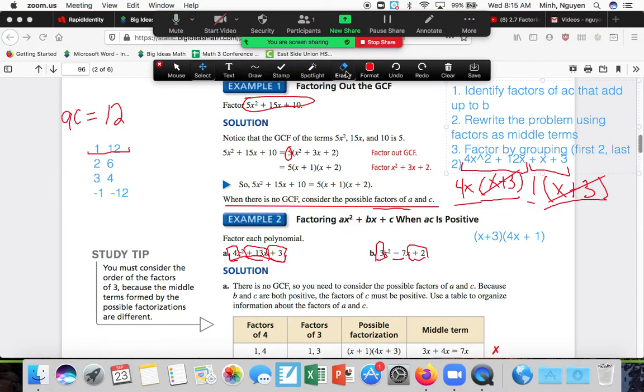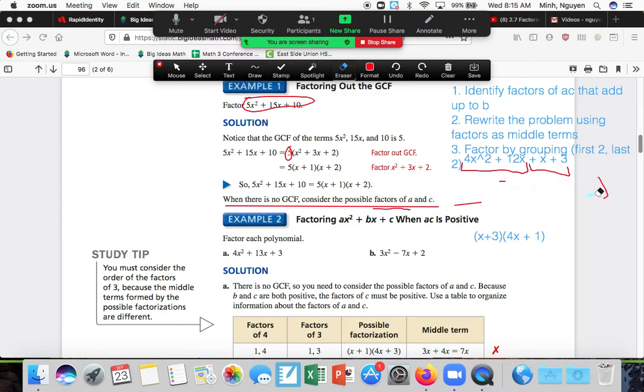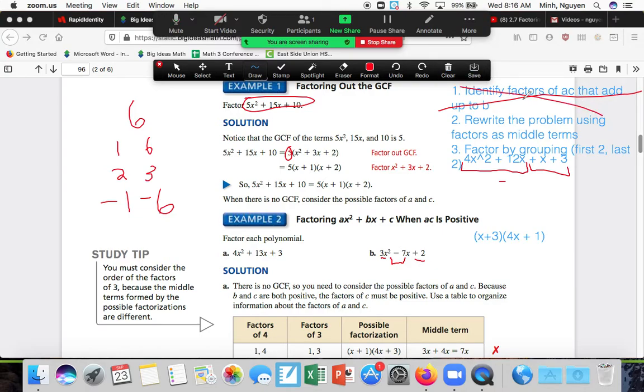So I'll walk you through another problem. This is the second example, using these steps. So identify factors of AC that add up to B. So 3 and 2. 3 times 2 is 6. What are some factors of 6? 1 and 6. 2 and 3. Do either of these add up to -7? Oh, well, don't forget your negatives. -1 times -6 multiplies to 6 and adds up to -7. Oh, we found one that works. Check mark, we did that part.